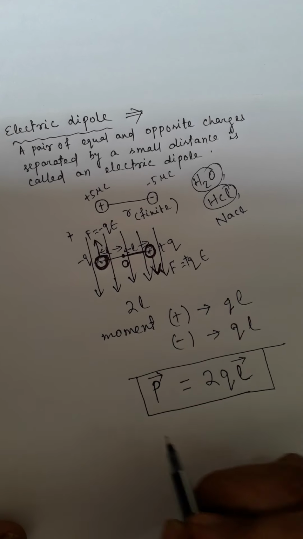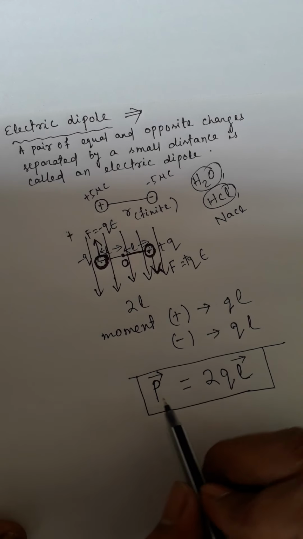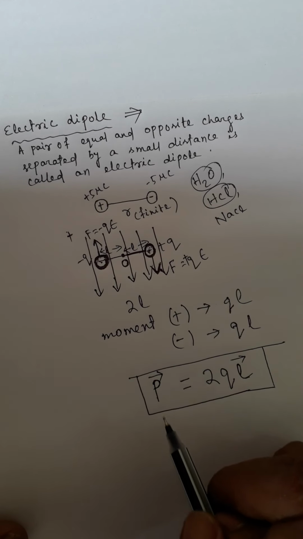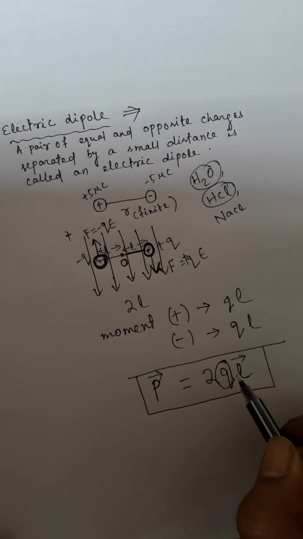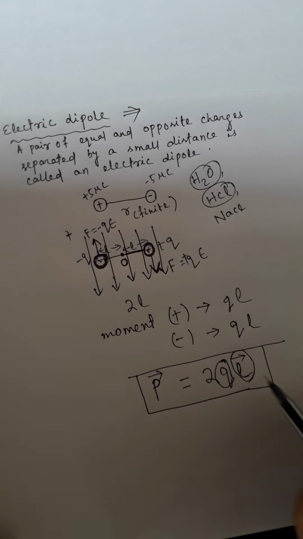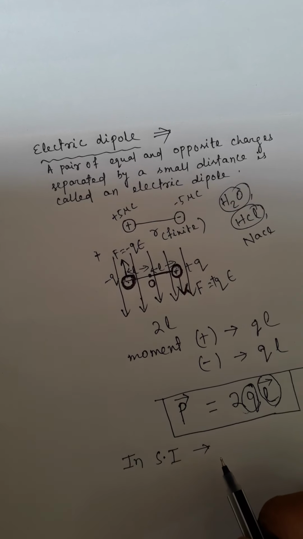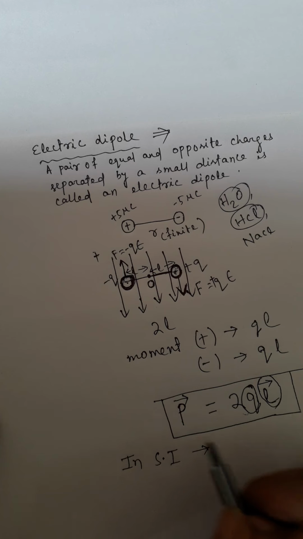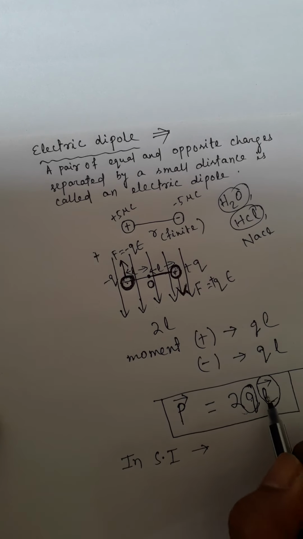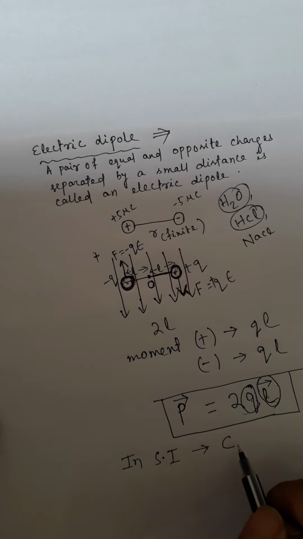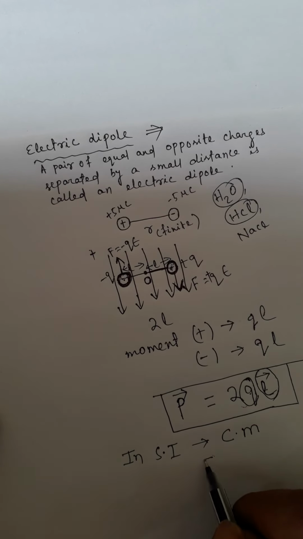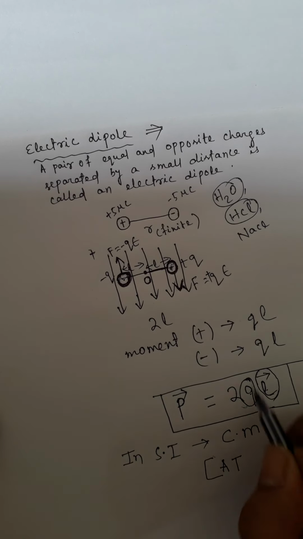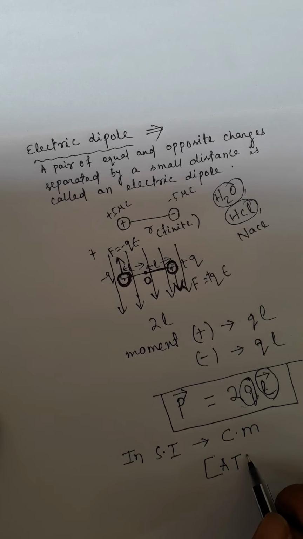So the strength of the dipole is measured by the dipole moment P vector, which is defined as the product of the magnitude of either charge and the separation between them. In the SI system, the unit of dipole moment P, which is q into L, is coulomb into meter, and the dimension will be the dimension of charge, that is current into time, into the displacement, that is L.